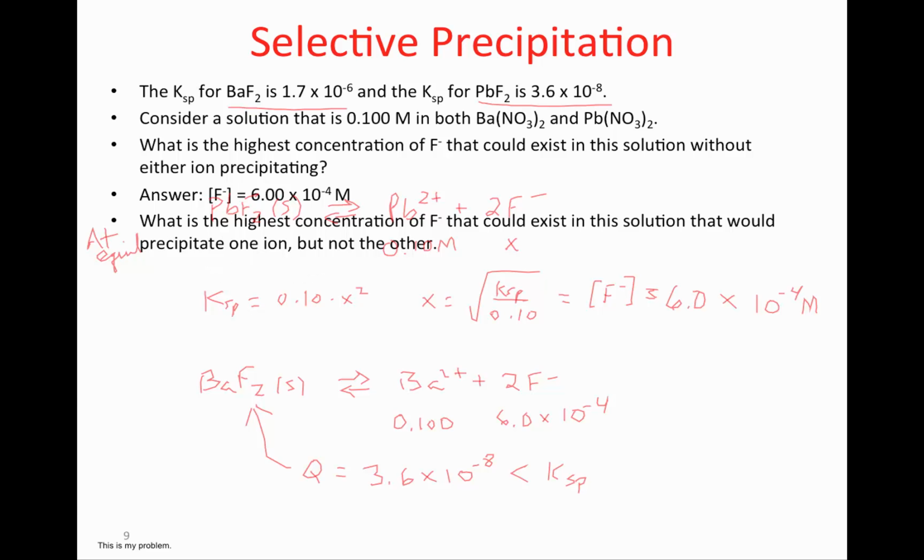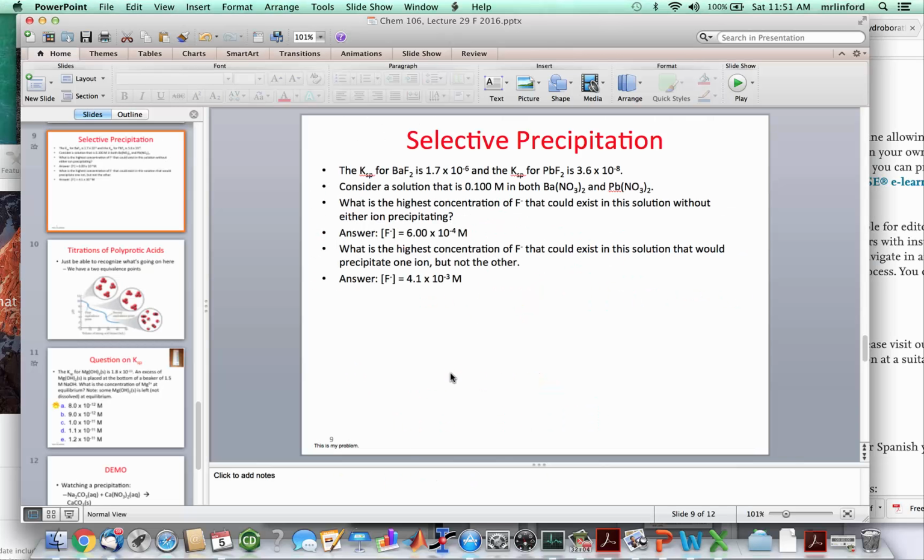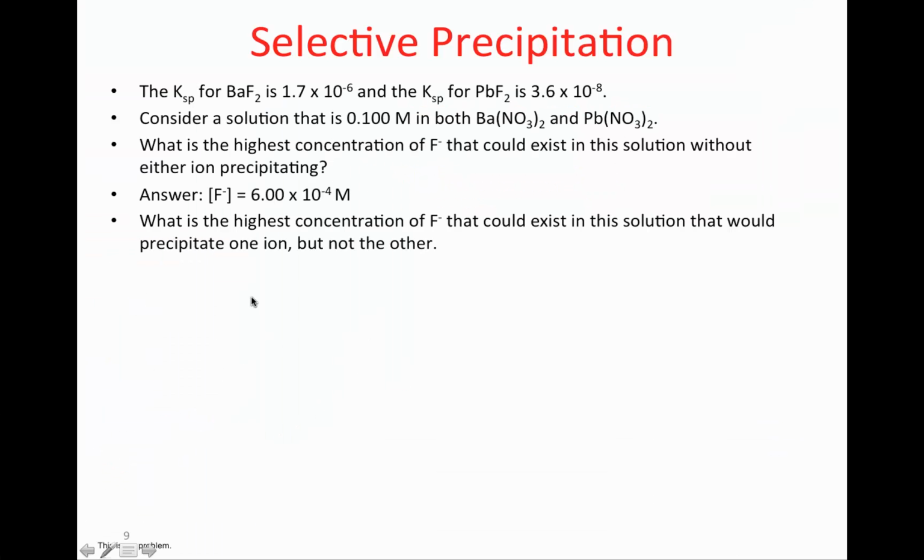Good question right here. Let me get out of this and jump back in. So let's do this question now. What is the highest concentration of fluoride ion that could exist in this solution that would precipitate one ion but not the other? And so again, we can see the game that we're playing. Which one of these is going to precipitate first as I slowly add in fluoride? Well, this one, because it's less soluble. We saw that with the math. We can see this because of the size of this number compared to this number. But now, what's the highest concentration of fluoride I could have that would drop out one ion, obviously this one because it's less soluble, and not this one right here.